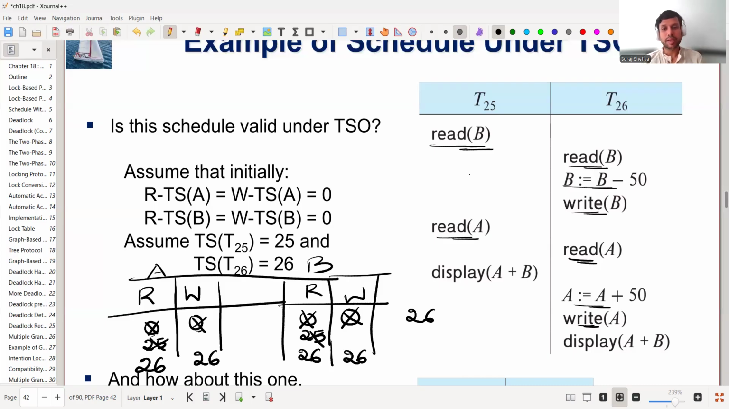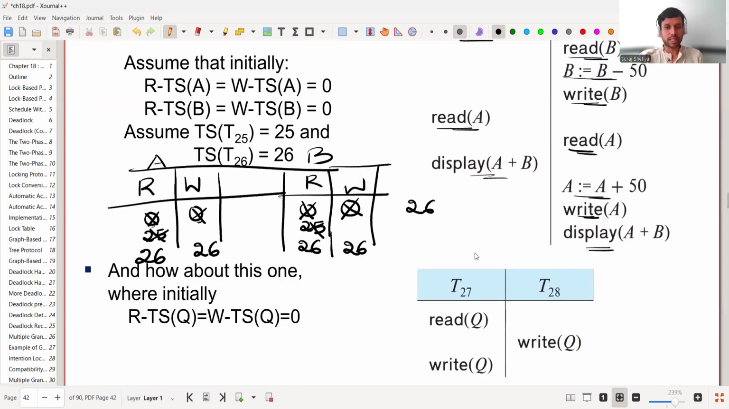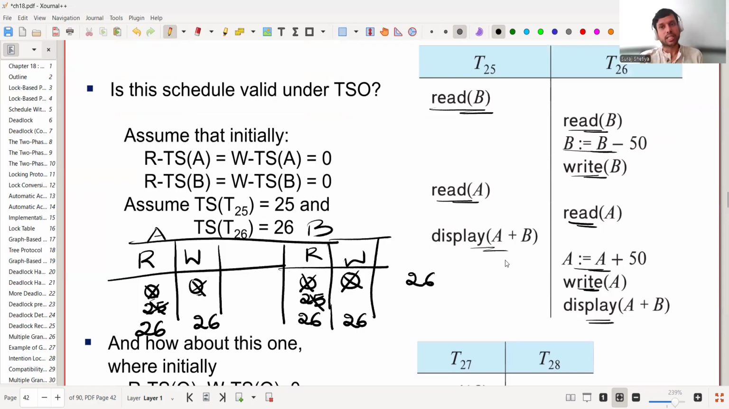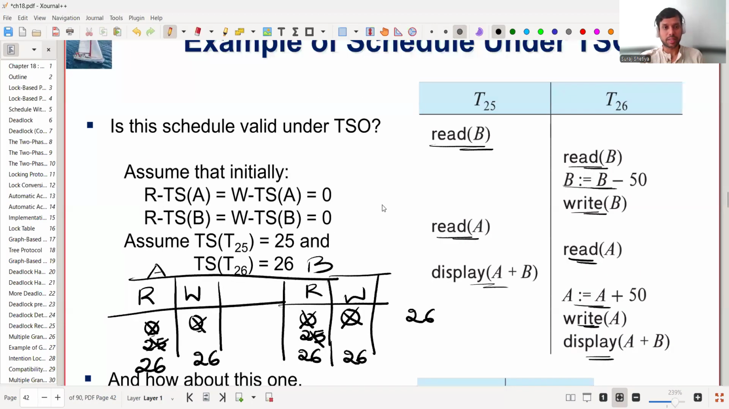In the meanwhile, there has been a display, which doesn't update the database state right now. Finally, there are these two displays, and both the commits have happened. So right now there is no issue here. This transaction is fine. This schedule is fine, and this schedule is valid under the timestamp based protocol.